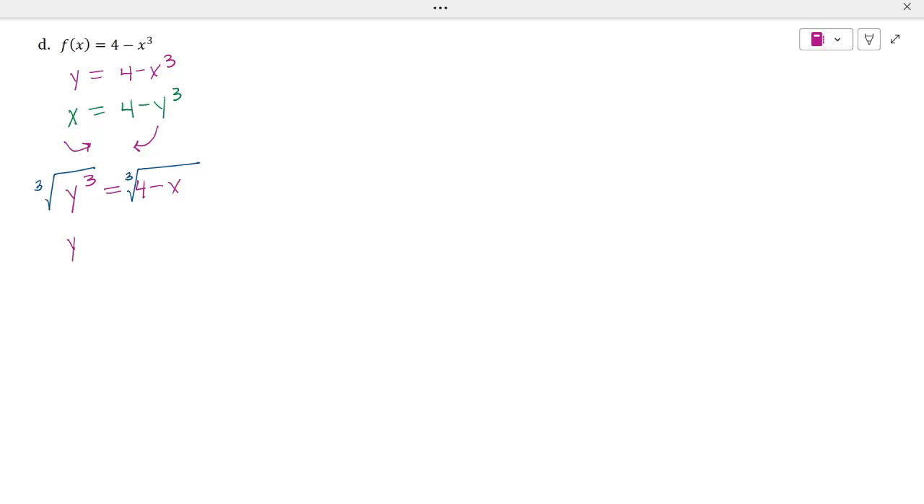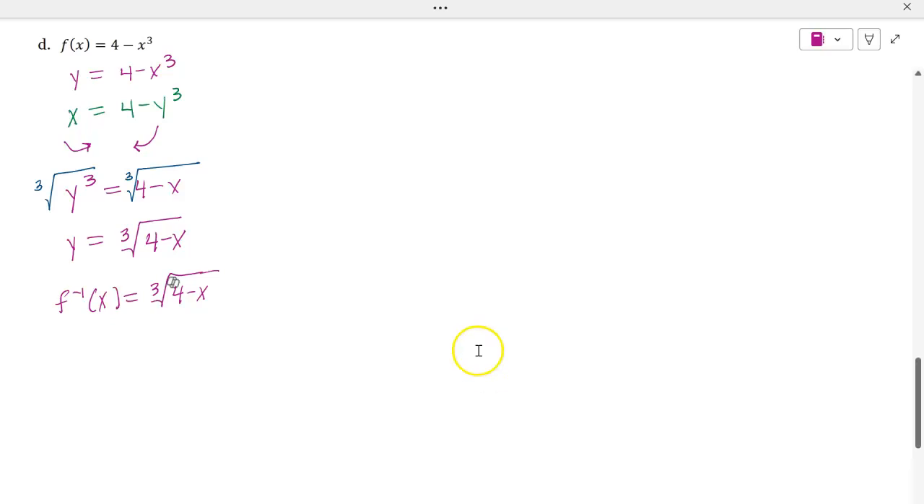So I'm getting that y is equal to the cube root of 4 minus x, or f inverse of x is the cube root of 4 minus x. And again, no domain restrictions on these.